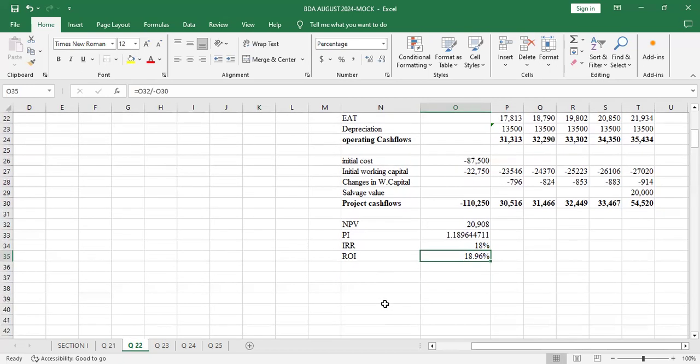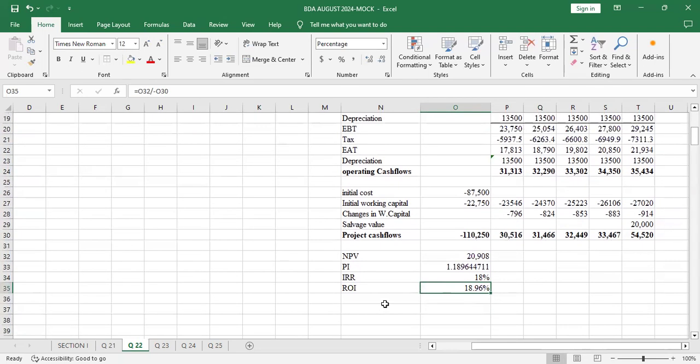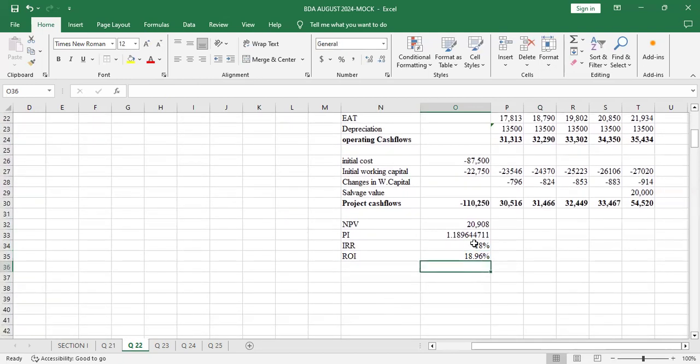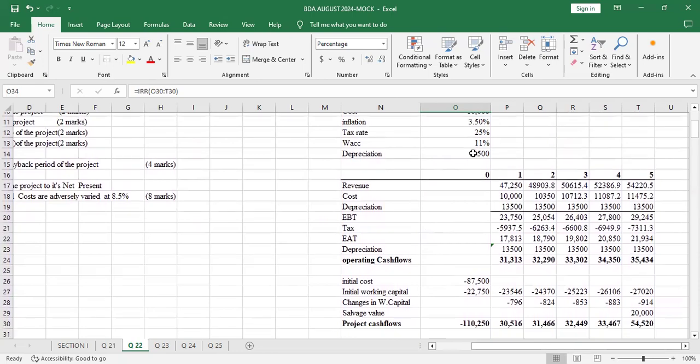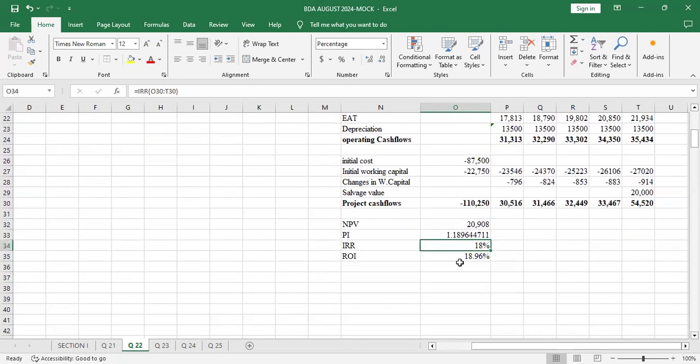When the examiner asks you which is the most viable measurement, the internal rate of return or the return on investment, you'll choose the return on investment because it's the most accurate. 18.96%, almost 19. But for both, the project is viable, because even the internal rate of return is more than the WACC. WACC is 11%, but this is 18%. I think I'm done with part A.